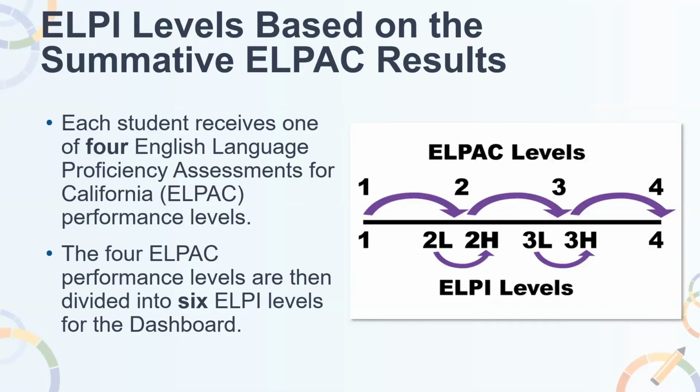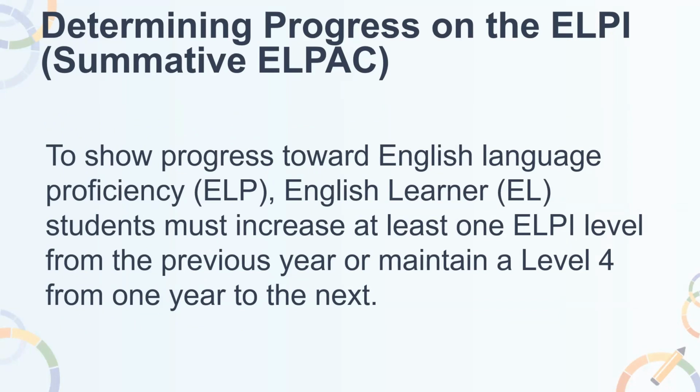After taking the summative LPAC, each student receives one of 4 LPAC performance levels. These 4 summative LPAC performance levels are then divided into 6 LP levels for the dashboard. Using 6 levels for accountability is intentional because it accounts for the average time students need to make progress towards gaining ELP in the LP. To show progress towards English language proficiency, EL students must increase at least 1 LP level from the previous year or maintain a level 4 from 1 year to the next.